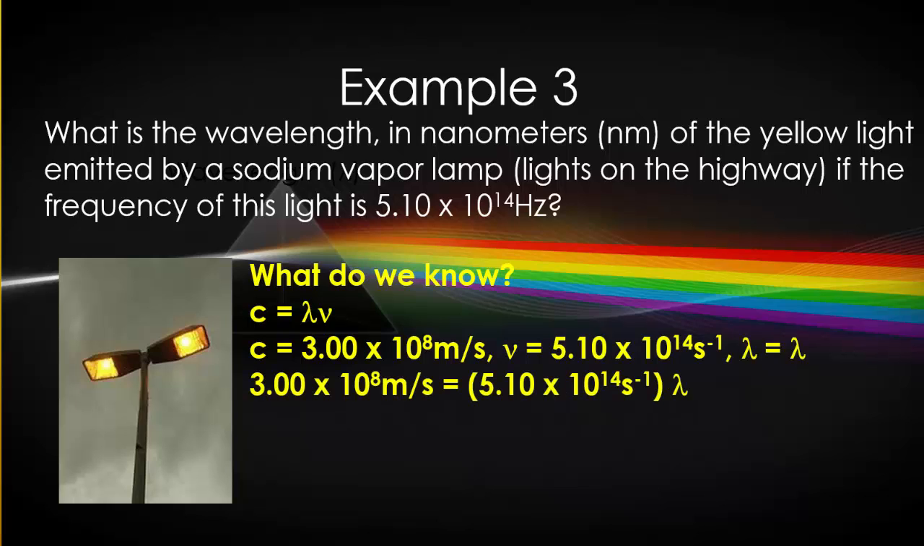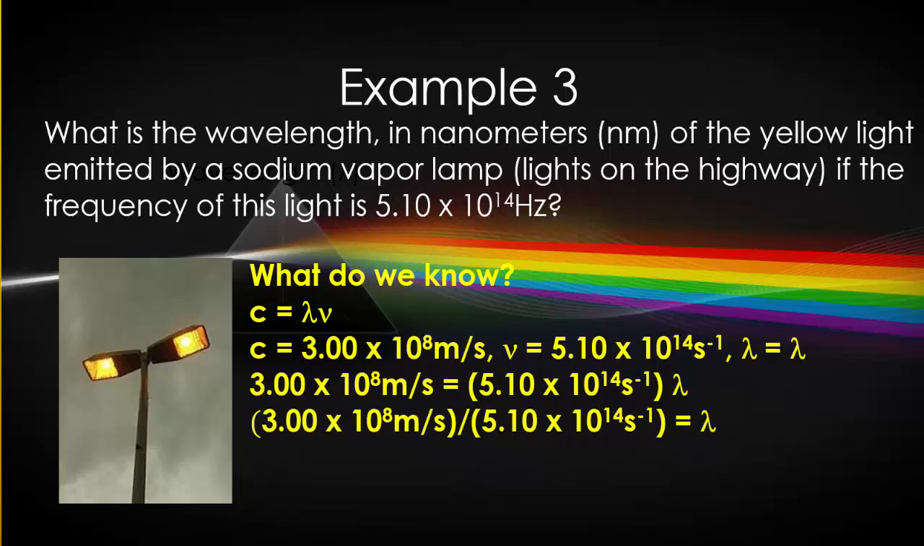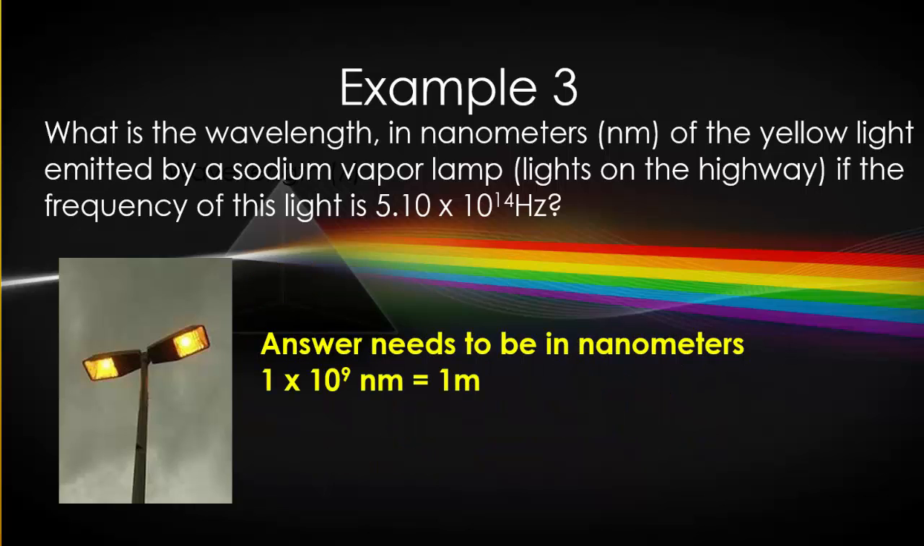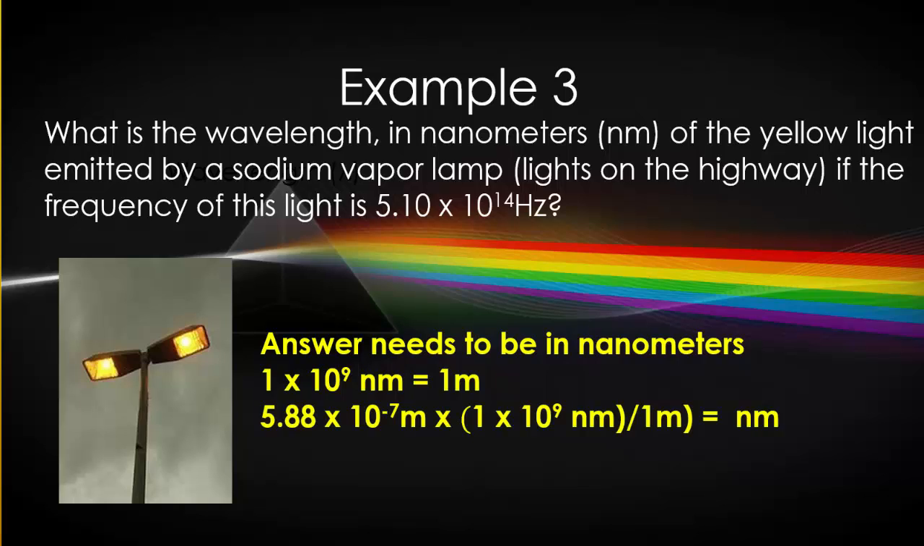Set the equation up, plugging in the values where appropriate, rearrange it to solve for lambda, and you get 5.88 times 10 to the minus 7th meters is lambda, but the question asks for the answer in nanometers. We know that there are 1 times 10 to the 9th nanometers in 1 meter. So we set the equation up to do the conversion. 5.88 times 10 to the minus 7th meters times 1 billion nanometers per 1 meter. Notice the meters will cancel out. And you get 5.88 times 10 to the 2 nanometers, or 588 nanometers.